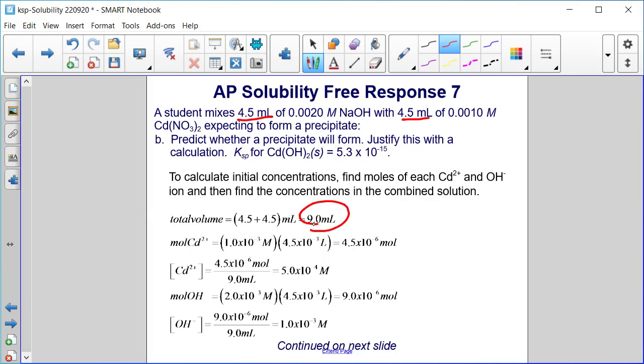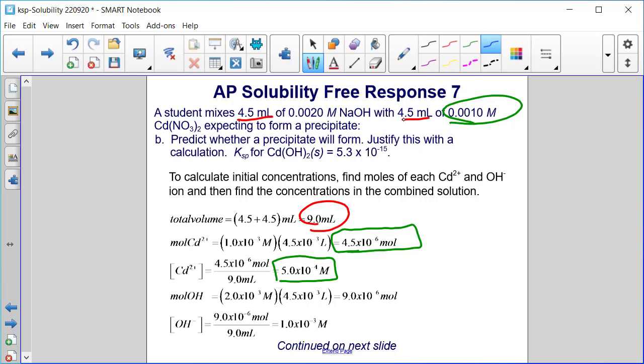The moles of cadmium are the concentration, 1 times 10 to the minus 3 molar, multiplied by the initial volume, 4.5 times 10 to the minus 3 liters, which is 4.5 times 10 to the minus 6 moles. So the concentration in a total volume of 9 milliliters, or 9 times 10 to the minus 3 liters, is 5.0 times 10 to the minus 4 molar.